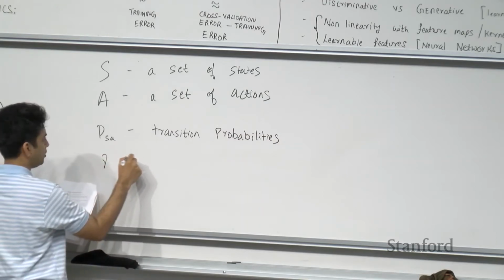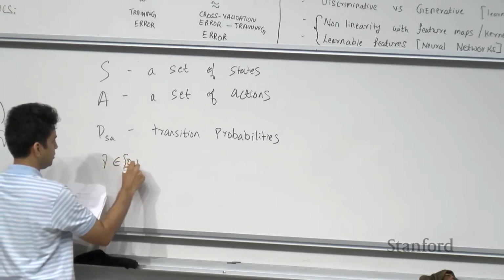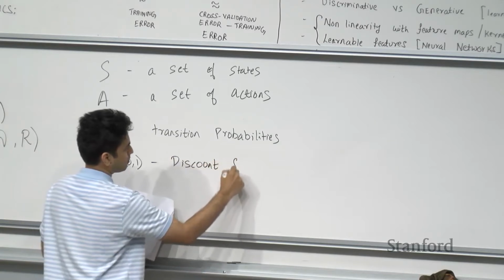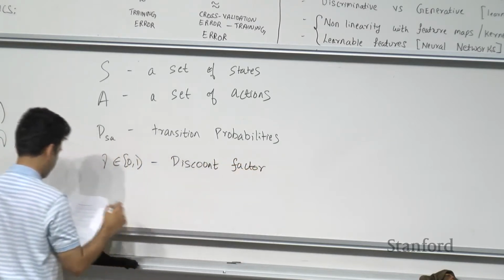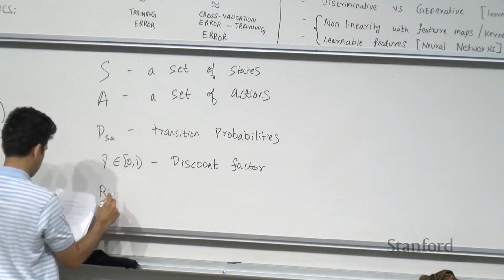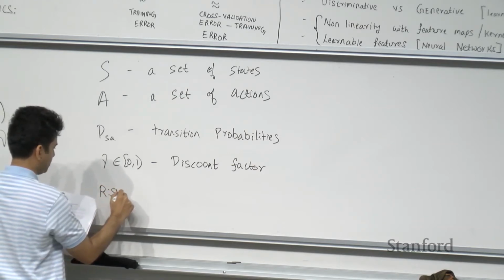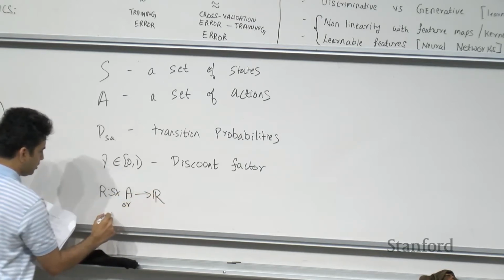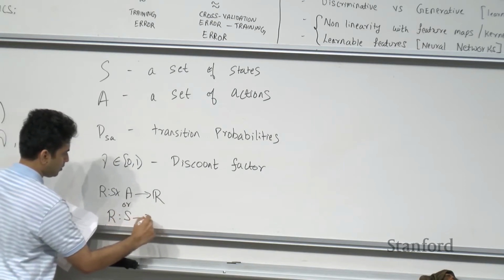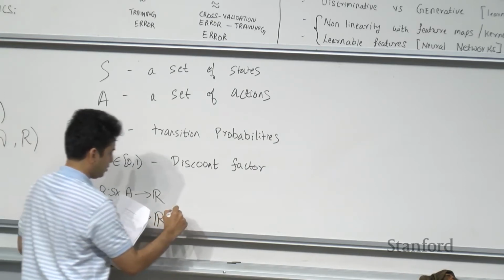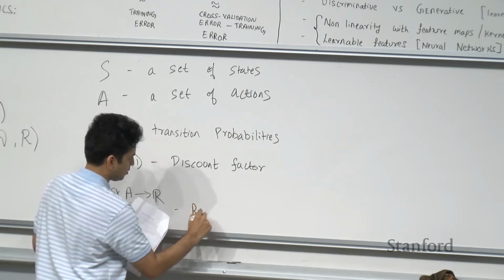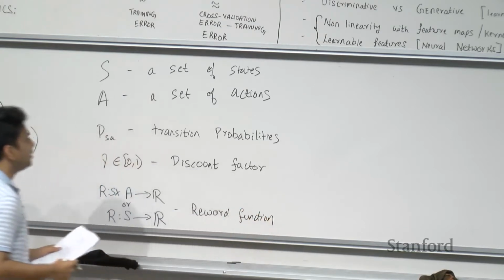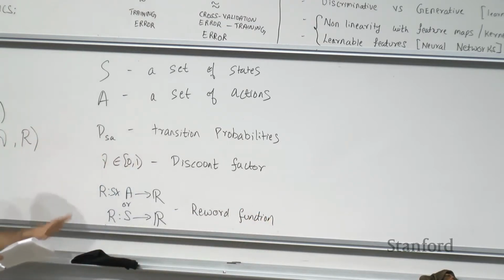Gamma, this is 0 to 1, the discount factor, and R, which is S cross A, is called the reward function. Now, let's look at an example of what all of these actually mean.